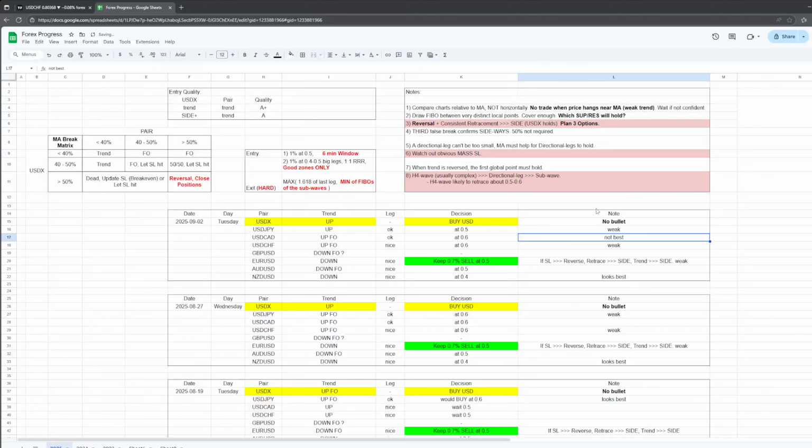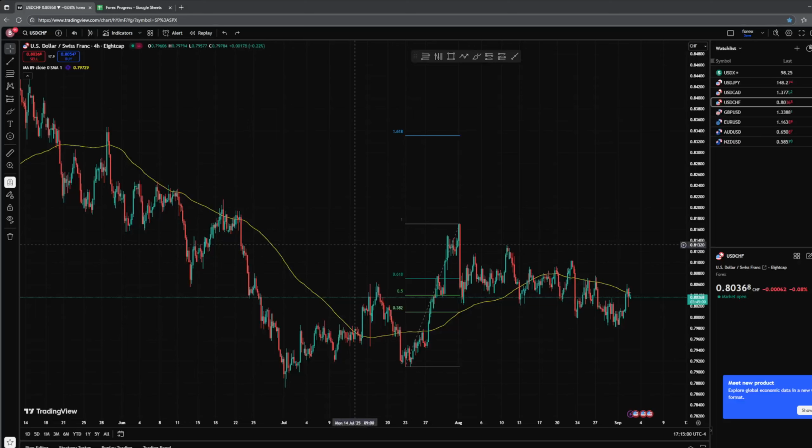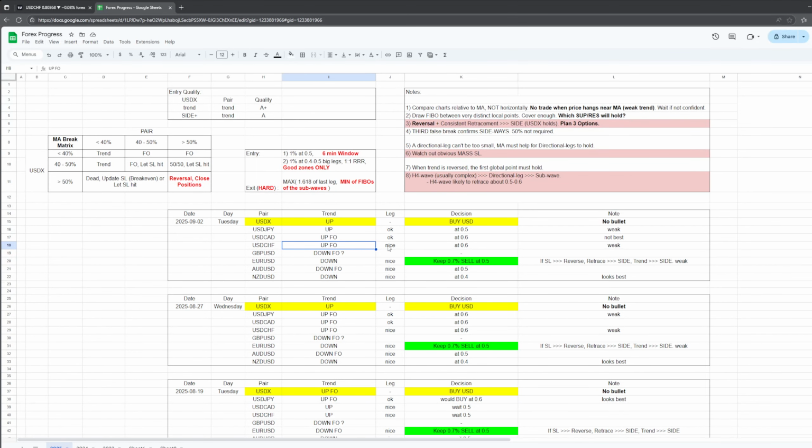So let's write it down. USD Swiss franc, trend is up with the fake out, leg size is nice. Market is currently at the 50% retracement, but we're not gonna buy anything because the trend is weak.